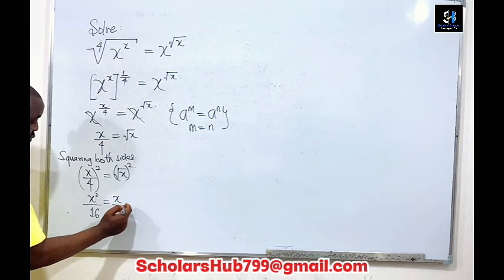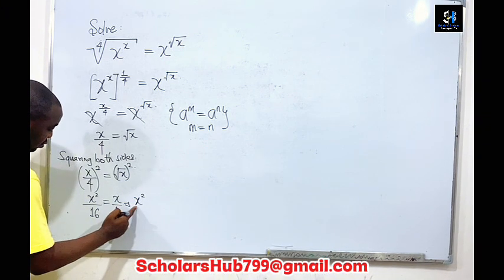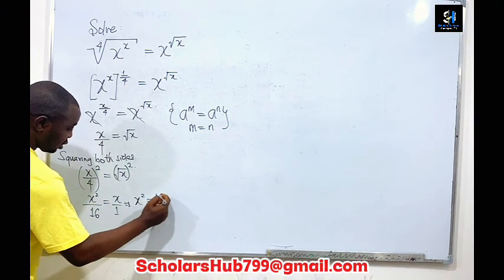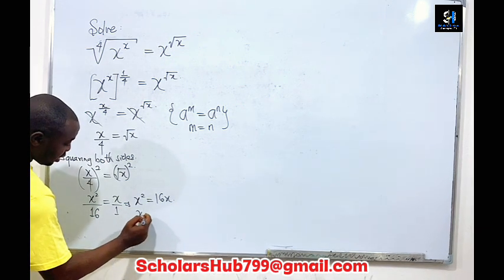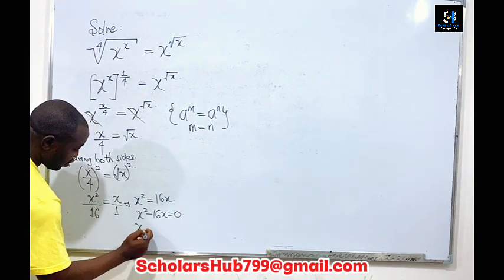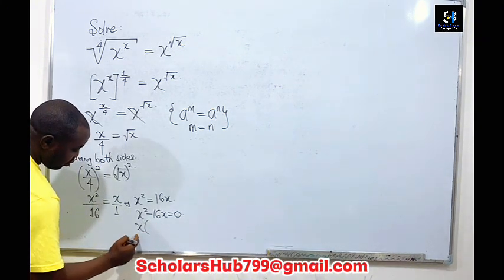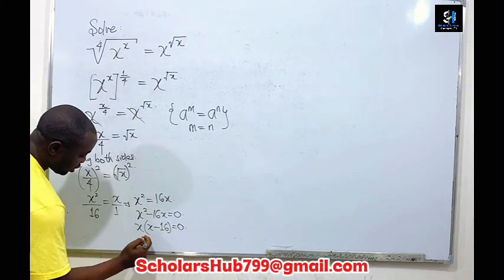Now I can cross multiply. So this will be x squared equals 16x, and this will be x squared minus 16x equals 0. x, open parentheses, x minus 16, will be equal to 0.